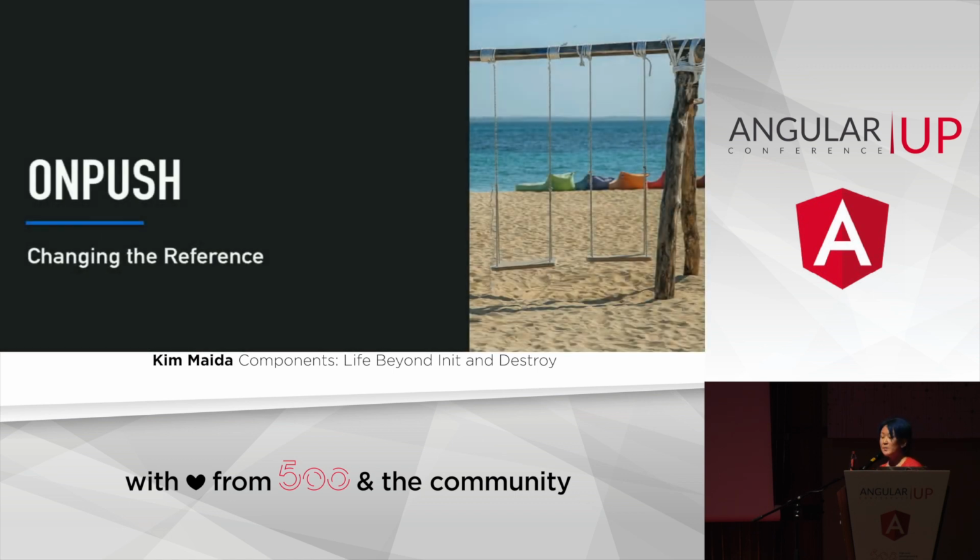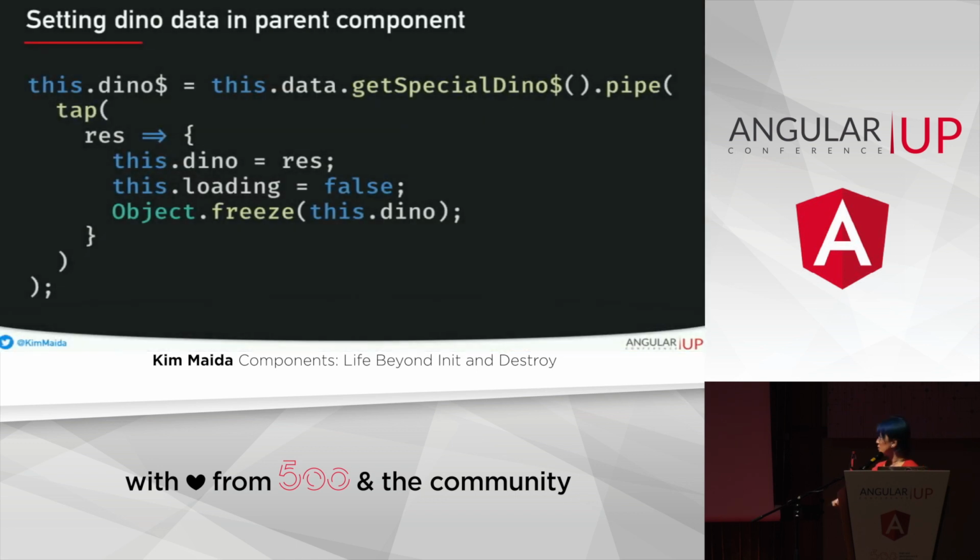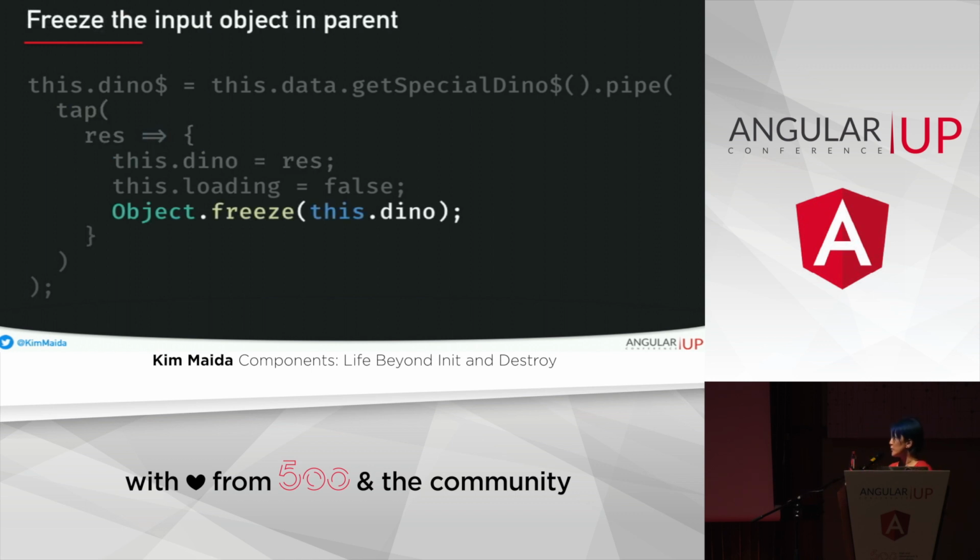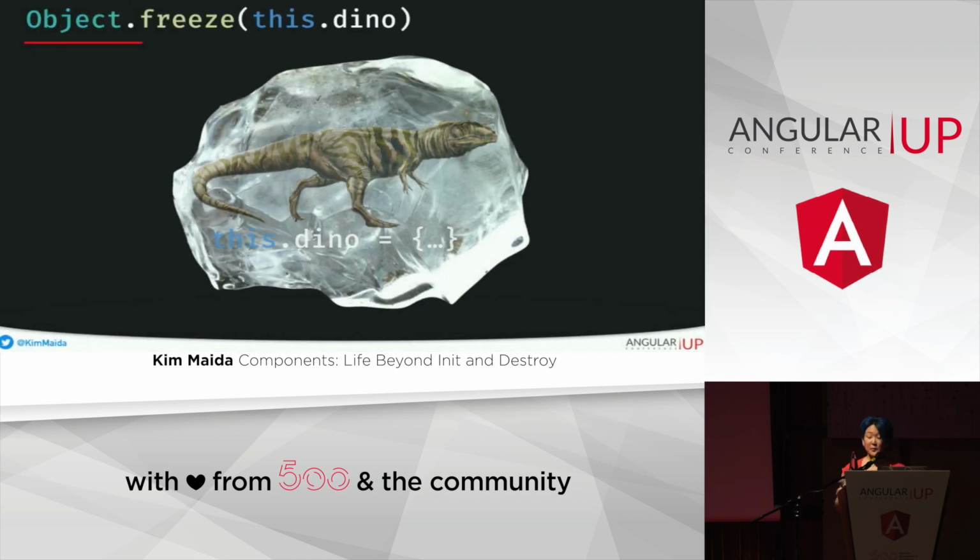So in order to enable onPush, we're going to have to change the reference. Here's some of the code that we're using in the parent. Setting up an observable, we're getting the dyno data from a service. We're using tap to set a local class property with the API results, but now we're going to freeze this dyno object. And so once that is frozen, it means that the data can't be mutated.